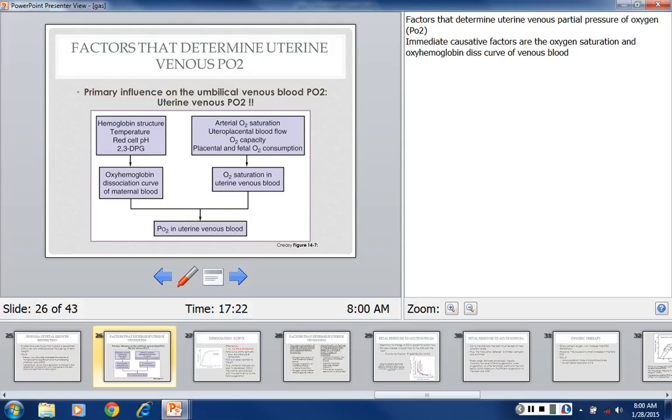So, what are the factors that determine uterine venous PO2? The primary influence on oxygen going to the baby is the oxygen in the uterine venous PO2. So basically, you have the two main things: the oxygen saturation curve and everything that affects it, and the oxygen saturation from mom.